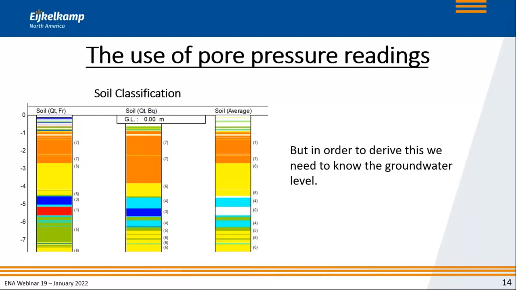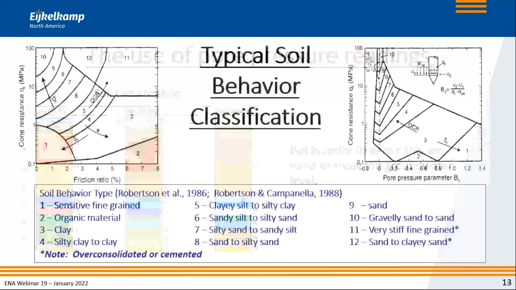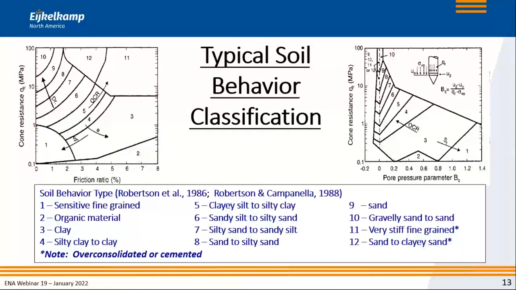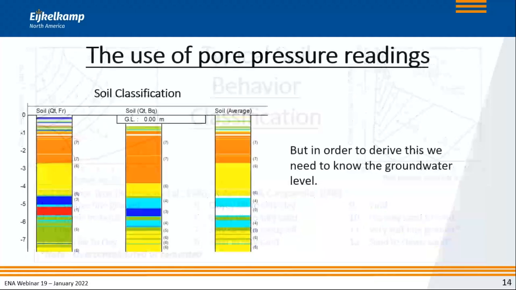One final remark, though, that I often see, or a question that I get: you see here two charts, the relationship between friction ratio and tip resistance, and the pore pressure or excess pore pressure and the tip resistance. Do we get the same results? Answer is no. Sometimes we do.